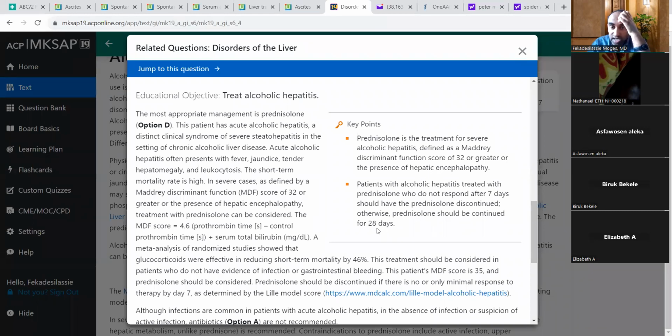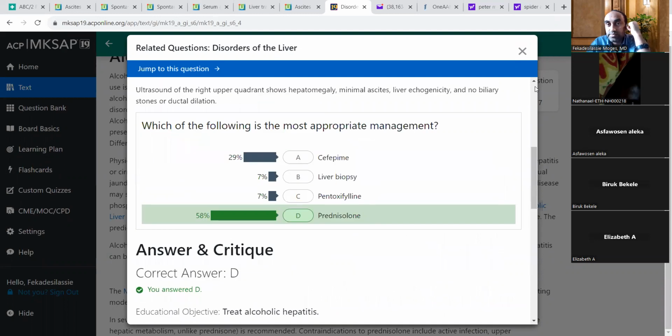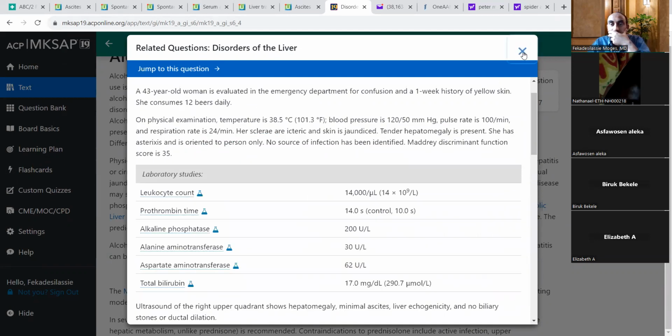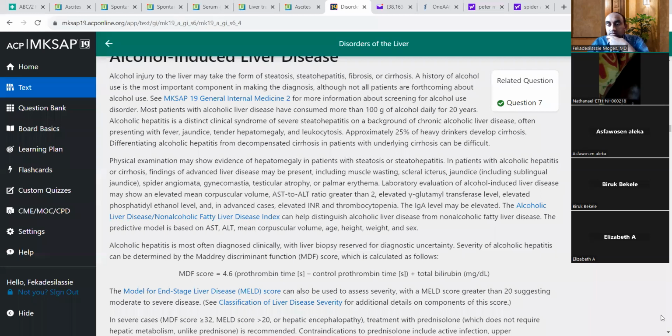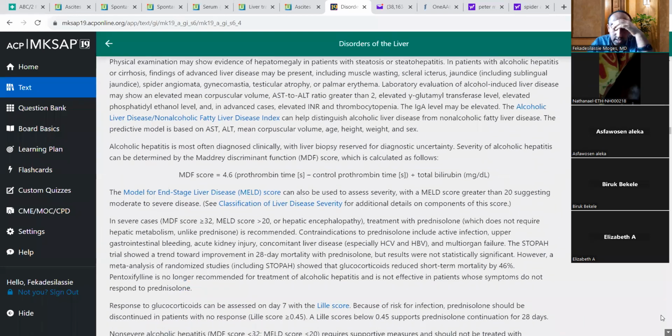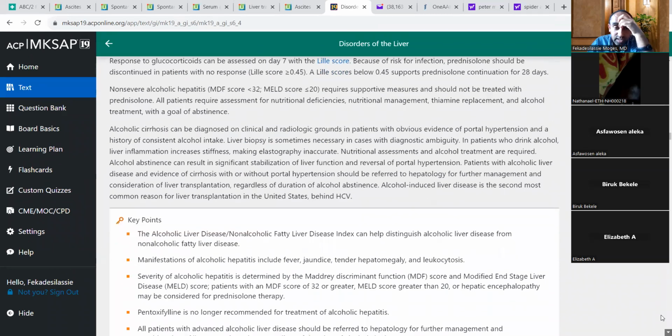more than 32, or the presence of hepatic encephalopathy. And that is what we discussed earlier. Treatment continues for up to 28 days. If they are responsive, you assess them with the Lille score at day 7. If they are responsive and the Lille score is less than 0.45, you continue treating them for a total of 28 days. Is that clear? Yes. It's easy, right? Once you understand it, it is very easy.